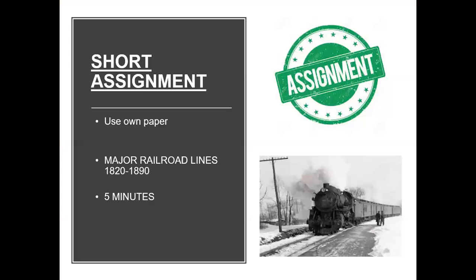Okay, short assignment here. I believe it's assignment number 3. It's on major railroad lines. It's assignments 3 and 4, I believe, actually. Two short assignments. Complete these. They shouldn't take you more than about 10 minutes. So pause and take care of these 2 assignments.